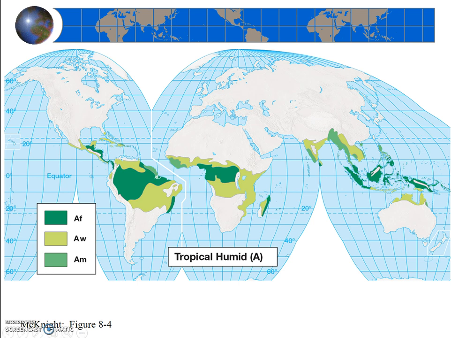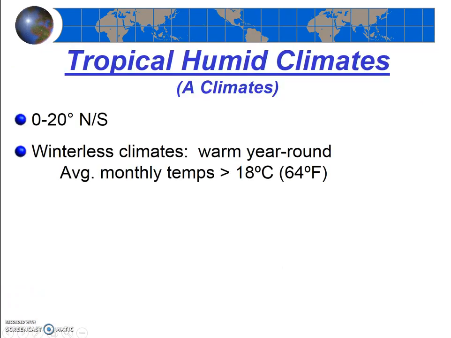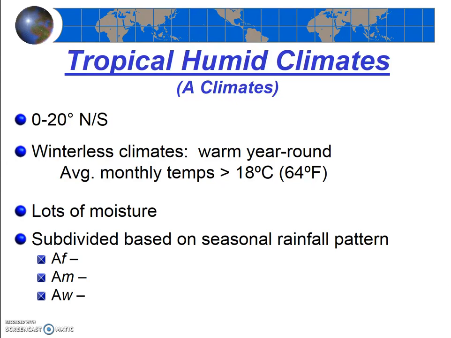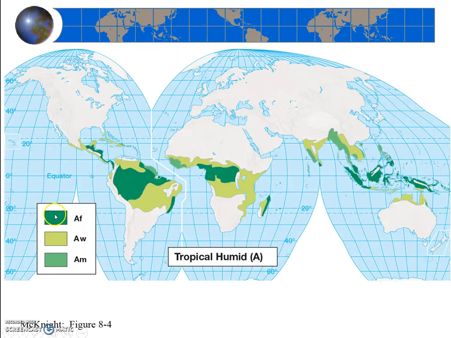All right, so we've discussed both their location, their characteristics, and why they have the characteristics that they do. Next, we'll get into the subtypes that are again divided based on their precipitation patterns. First, the Af climates, the tropical wet climates. These are warm and wet year-round. These are found closest to the equator.